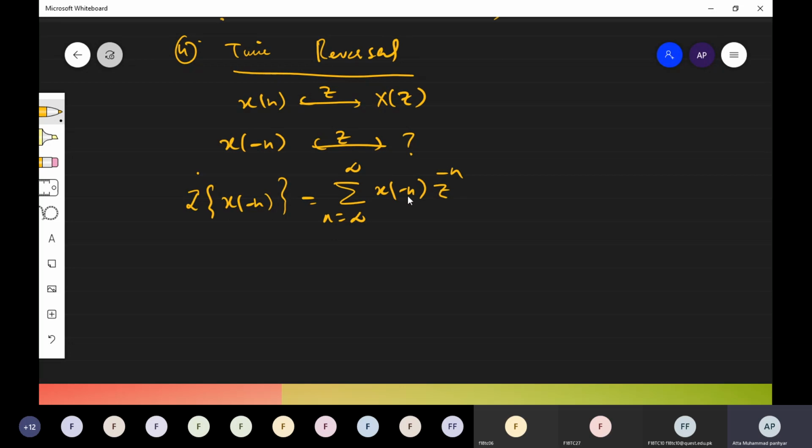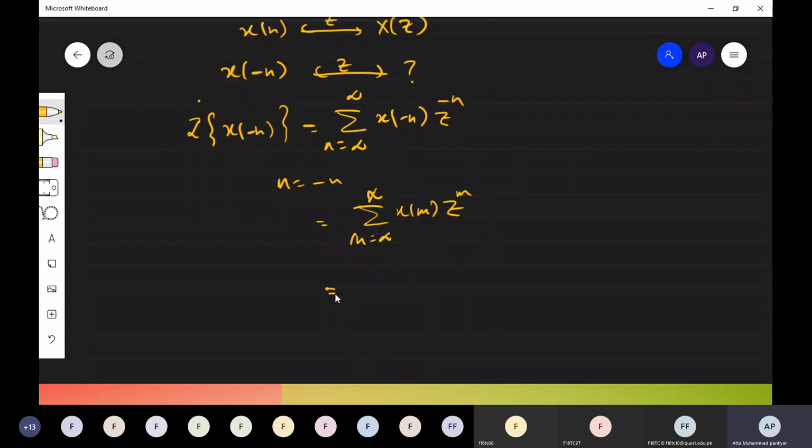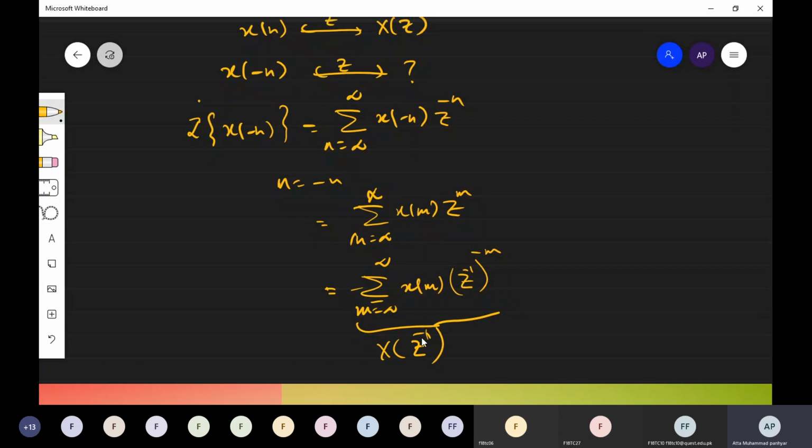Now, if we assume m is equal to minus n, then what we get is the summation over m from minus infinity to infinity of x of m z power positive m. In other words, we can rewrite this equation as the summation over m from minus infinity to infinity of x of m times z power minus 1 whole power minus m. So what is this? This is x of z inverse.